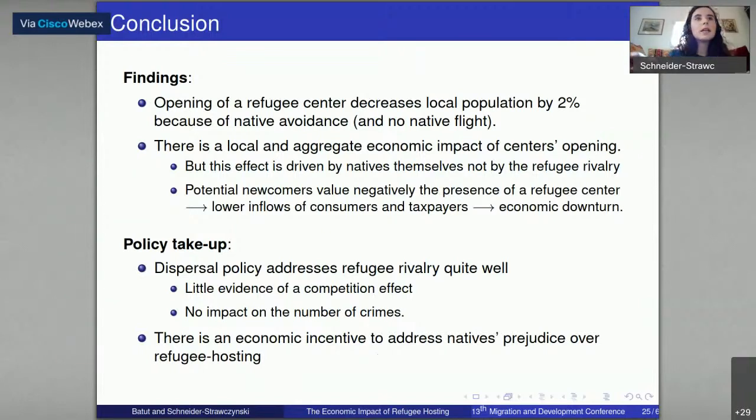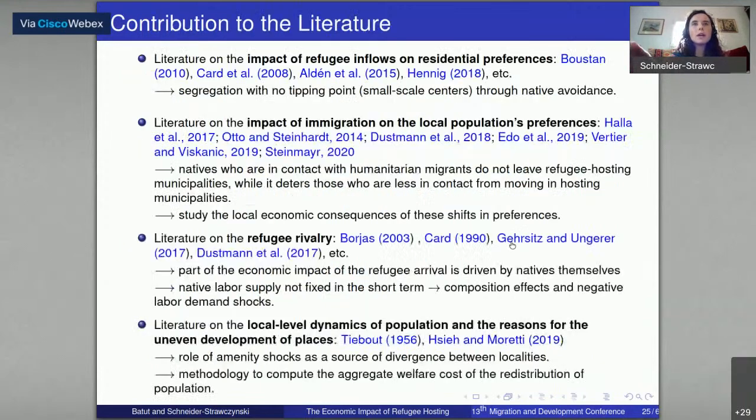And as I see that I have a bit more time, I will conclude a second time on the contribution to the literature. We contribute to the literature on the impact of refugee inflows on residential preferences, because we show that segregation can happen without going over a tipping point, so even for really small scale centers, and that this can happen through native avoidance.